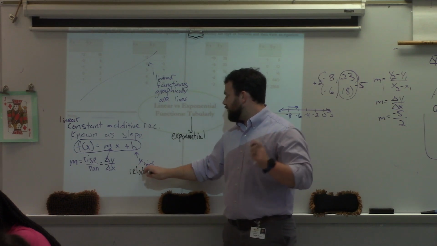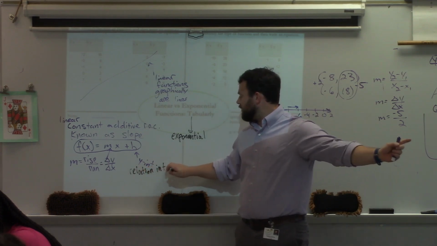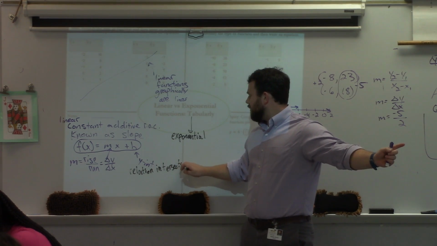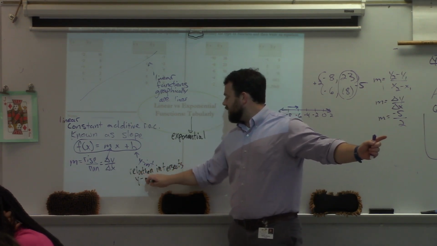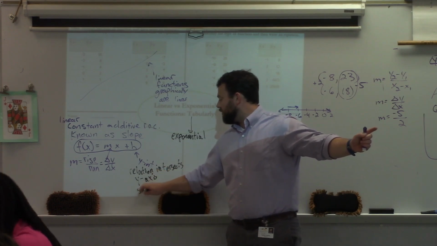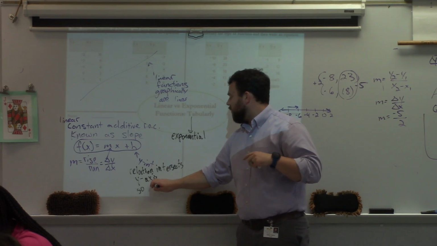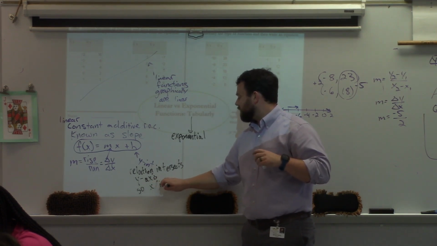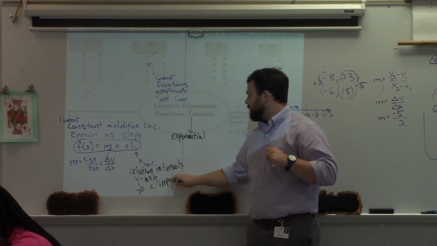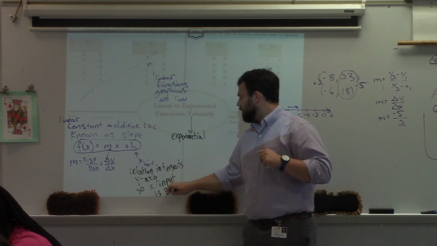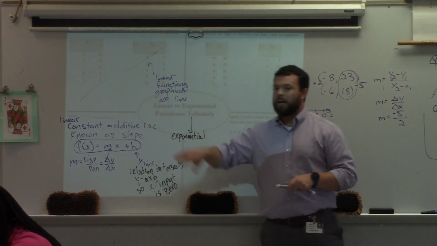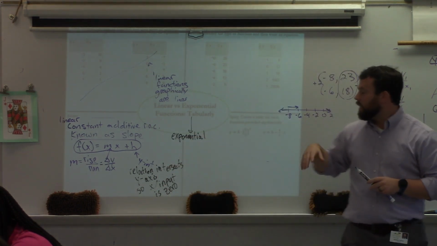Okay, so the relation intersects the y-axis. And the x is 0. What's the other word for that x? The input. The input is 0. Okay? We gotta know those background pieces of information.